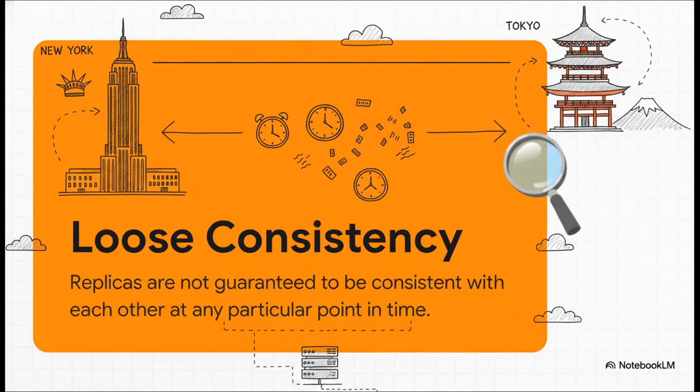This leads to a concept called loose consistency. It just means that if you could freeze time and look at the directory in New York and Tokyo at the exact same instant, they might be slightly different. But this is a deliberate choice. It's what allows any office to make updates without having to wait for permission from some central server. It's a system that prioritizes availability.